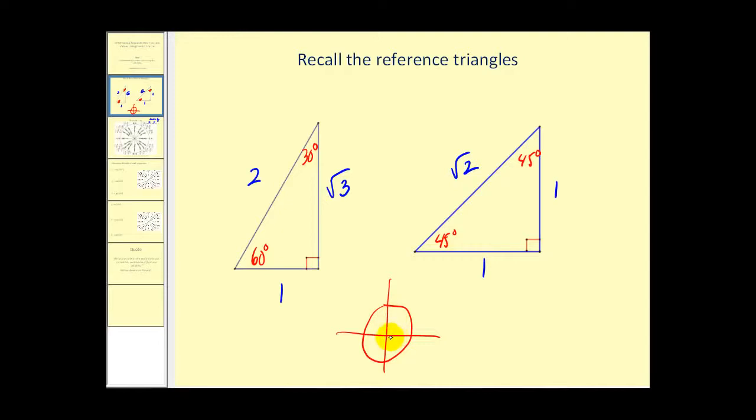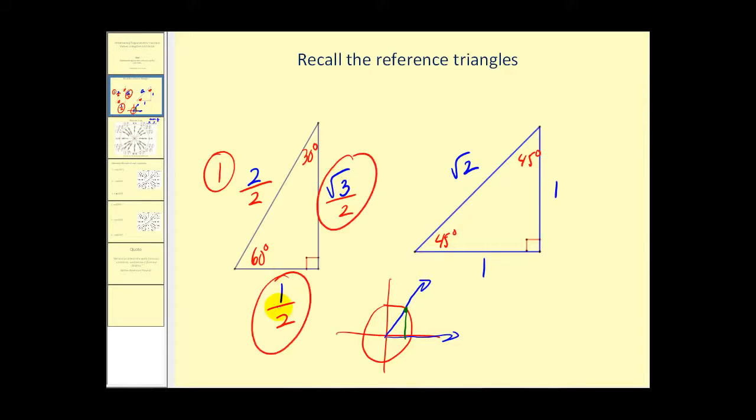So if we sketch an angle in standard position and sketched our reference triangle, the hypotenuse of this triangle would equal 1 unit. So going back up to our reference triangles, if we were to take the hypotenuse of this triangle and make it equal to 1 by dividing by 2, we can do this as long as we divide everything by 2. Of course, 2 divided by 2 equals 1. This would be square root 3 divided by 2, and this would equal 1/2. These are the values that we'll see on the unit circle because the hypotenuse of the reference triangle corresponds to the radius of the unit circle.